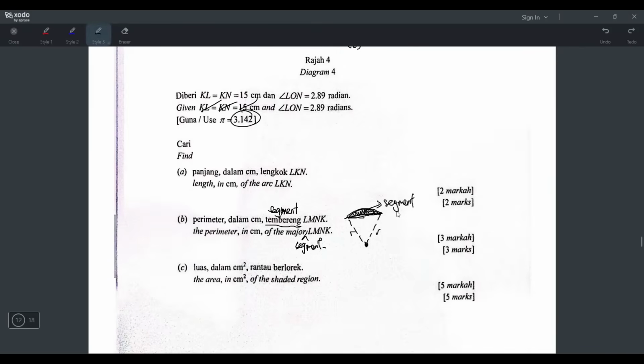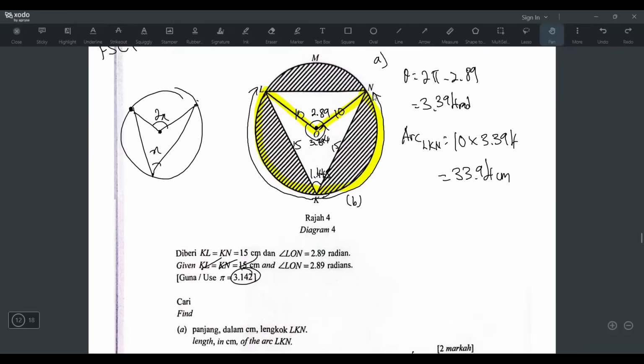In Bahasa Melayu, tembering, right? And a segment always consists of two lines. The segment shape is only surrounded by two lines, and the two lines are the chord and the arc. So if they want to find the perimeter of segment LMNK, I need to find out the arc, and the region will be between the arc LMNK and the chord. So let's find out where LMNK is. LMNK is here, right? I'll use red color. So the arc LMNK is this. But where is the chord? This one, right? So the region is this one.